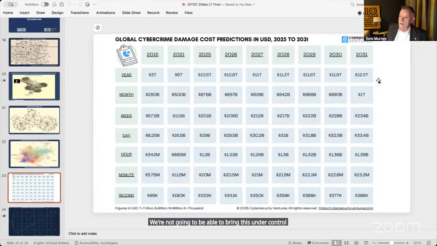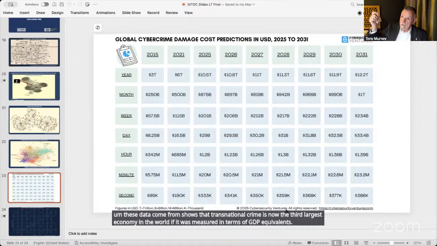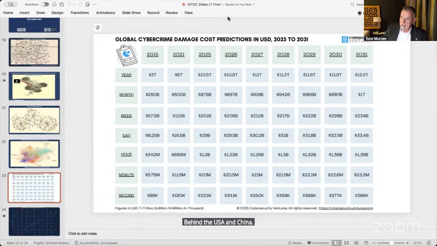We're talking large sums. The article that these data come from shows that transnational crime is now the third largest economy in the world if it was measured in terms of GDP equivalents, behind the USA and China. So that's how big this is. And our response is flat-footed and hopelessly weak, if that helps.